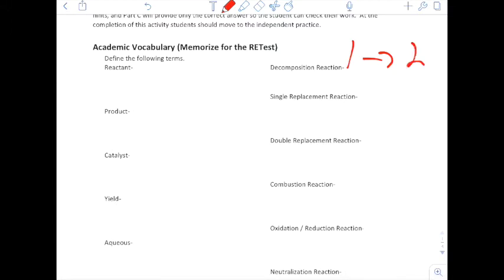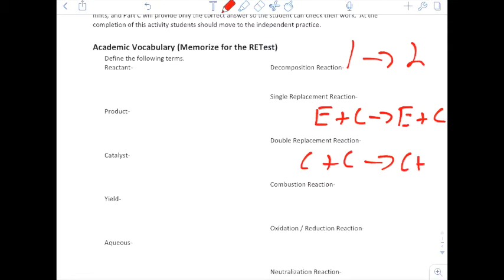Single replacement reaction, we are going from an element plus a compound, and it produces an element plus a compound. Double replacement reaction, compound plus a compound, produces two different compounds. Combustion reaction is when you have a hydrocarbon reacting with oxygen to produce CO2 and H2O.